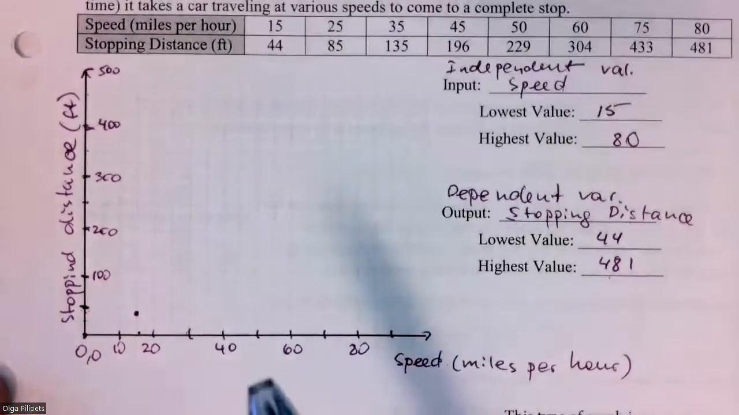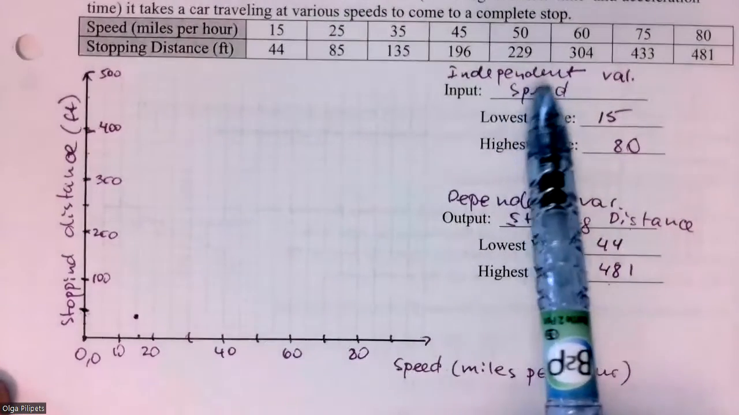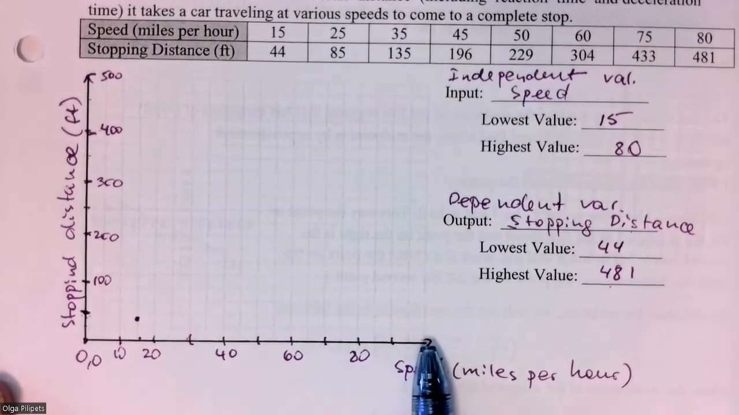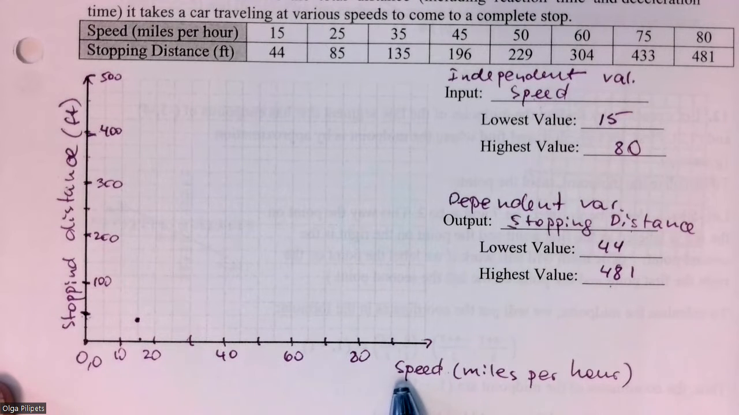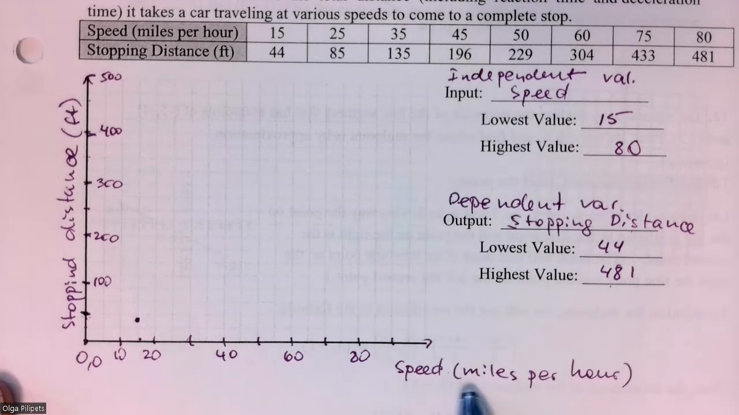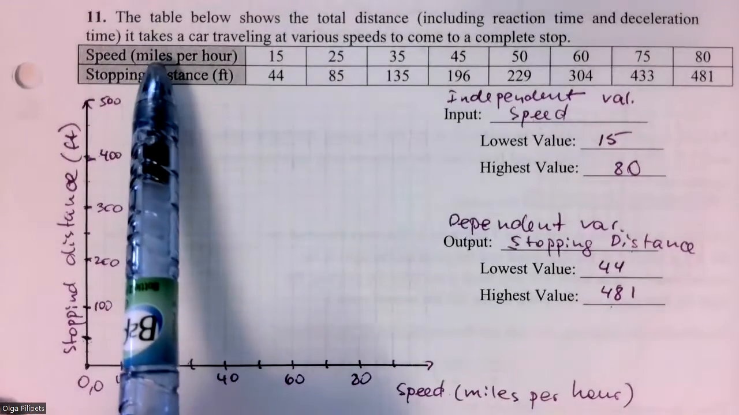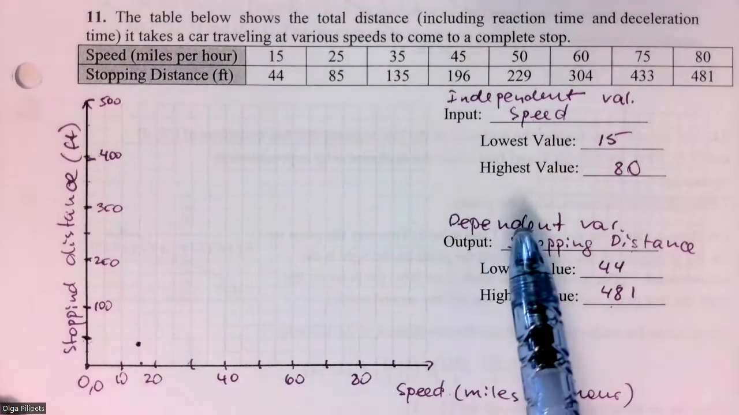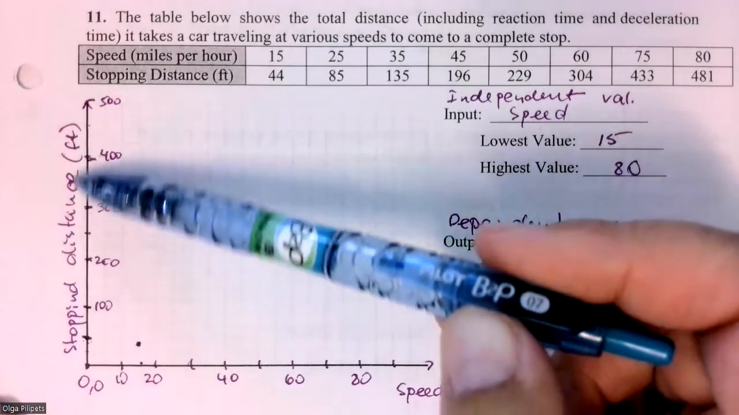So next we have to set up our axes. Your independent variable will always be the x-axis. Okay, so we label it right here. It's speed, and the units that we use are miles per hour. Now the dependent variable is always going to be our y.